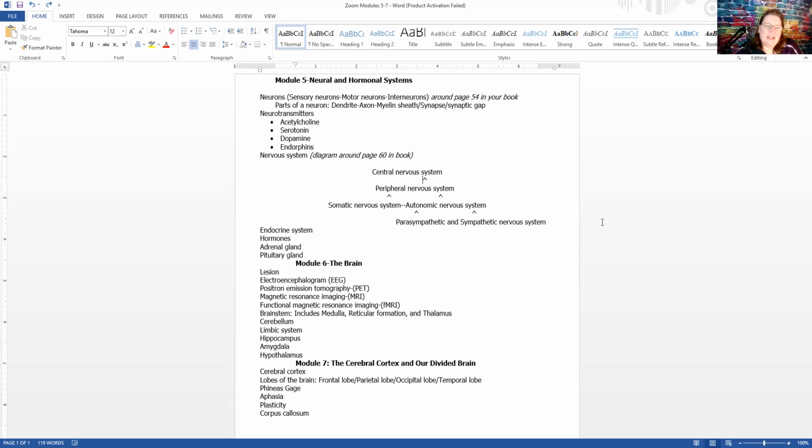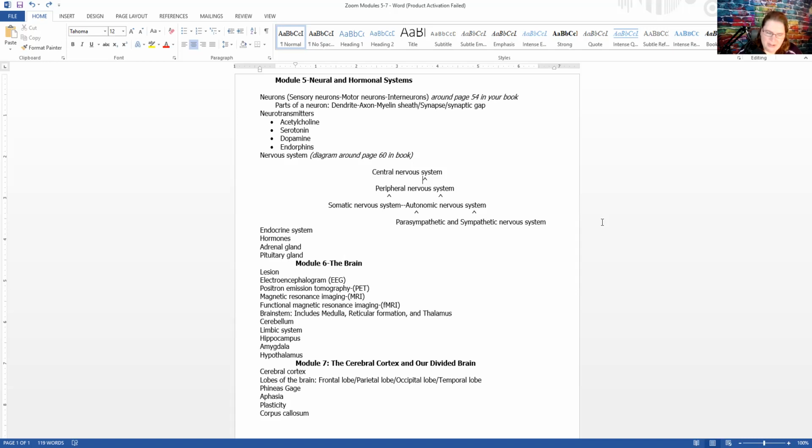Now, your nervous system, just in general, is made up of your brain and spinal cord and all the peripheral nerves. So your central nervous system is just your brain and your spinal cord. Again, diagram around page 60 in your textbook. You can also Google it, for heaven's sakes. I mean, you guys have grown up with the internet. I'm presuming you know how to Google things. So there's all kinds of diagrams you can find. But in the book, it's around page 60. Central nervous system simply made up of your brain and your spinal cord.